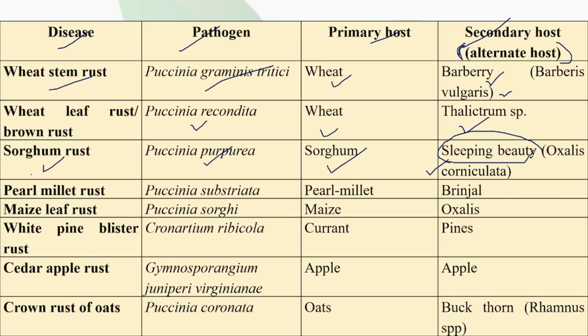Mostly the primary hosts are the same crop. For example, if it is a wheat rust, the primary host will definitely be wheat. If it is a sorghum rust, the primary host is sorghum. If it is a pearl millet rust, the primary host is pearl millet.